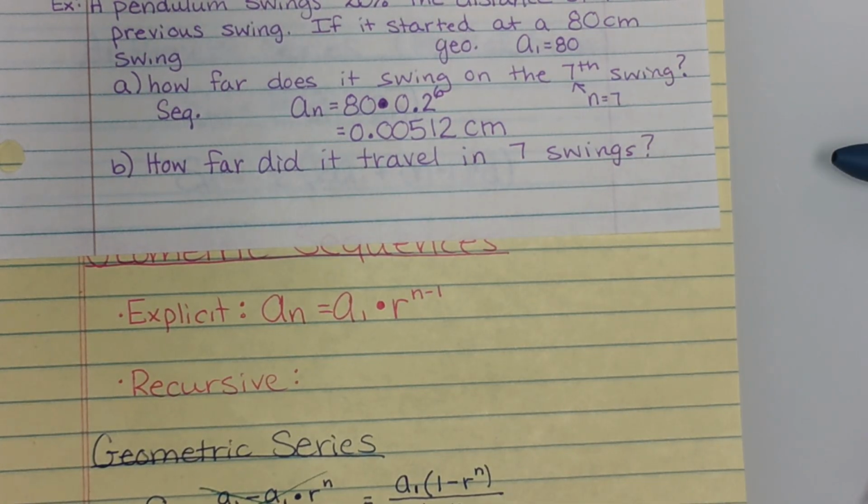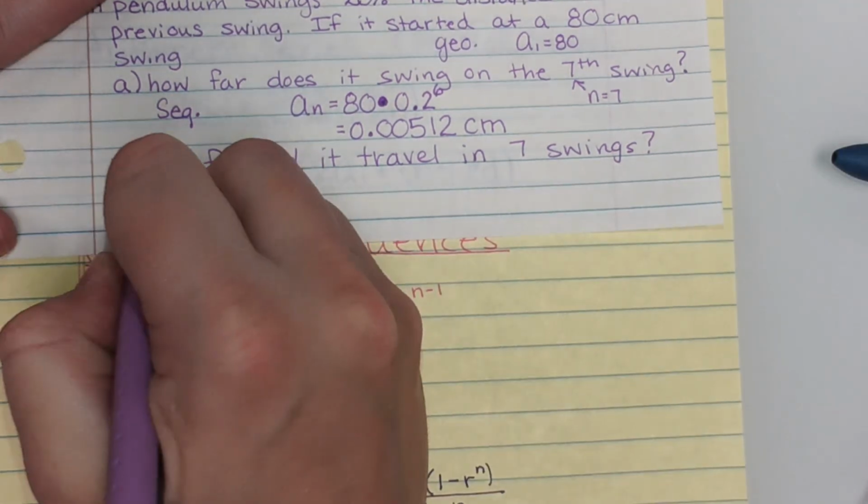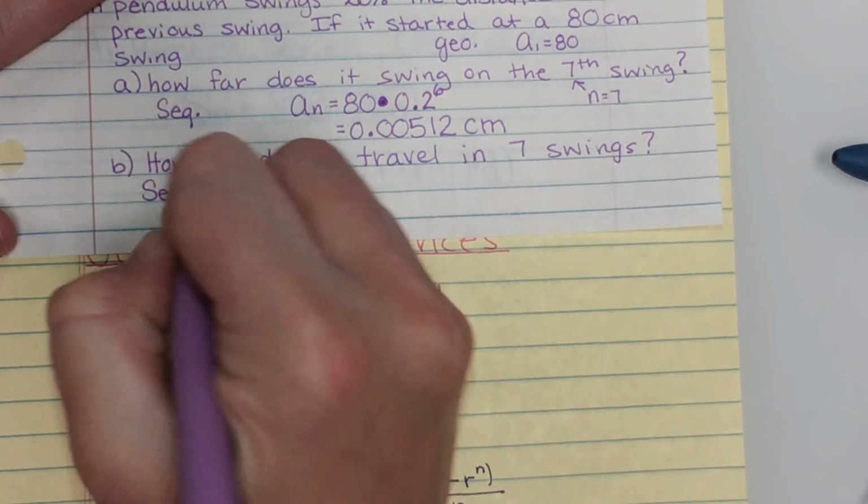How far did it travel in 7 swings? What did I change about the problem? Anyone? You're asking how far it traveled now, so now we're adding all the swings up. Now it wants all of it. So this is now a series.